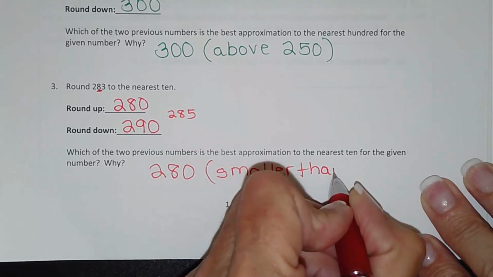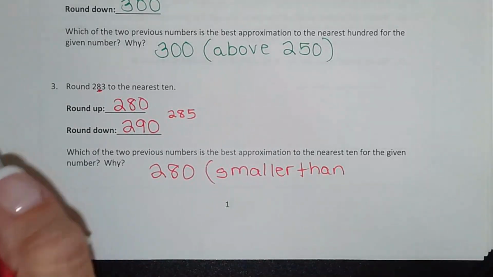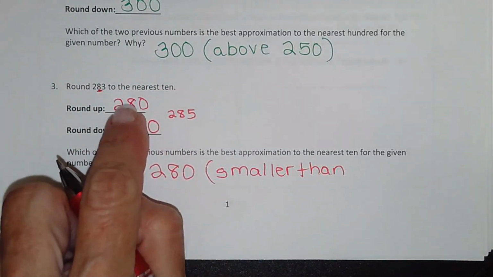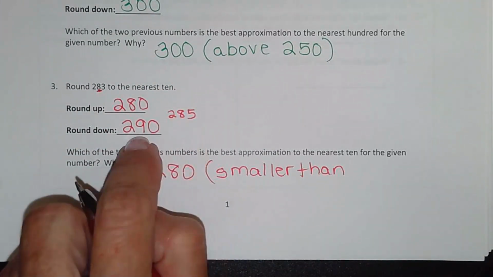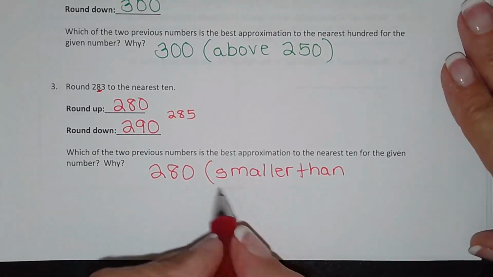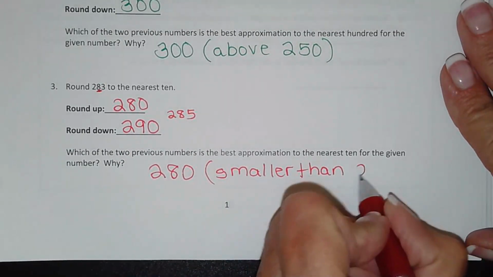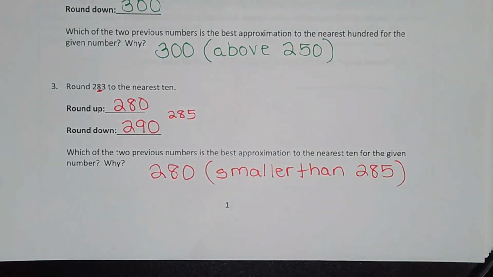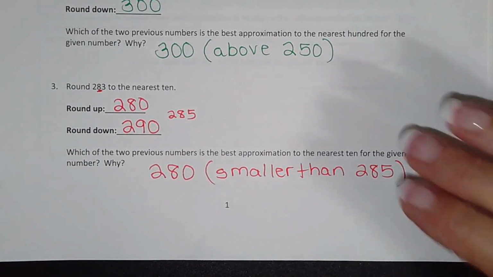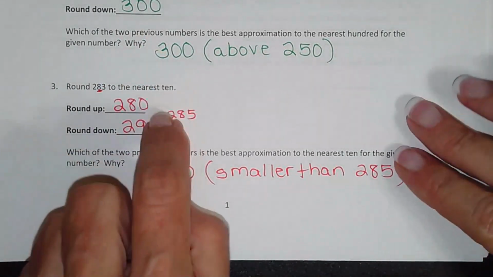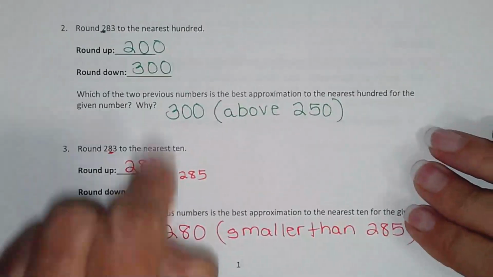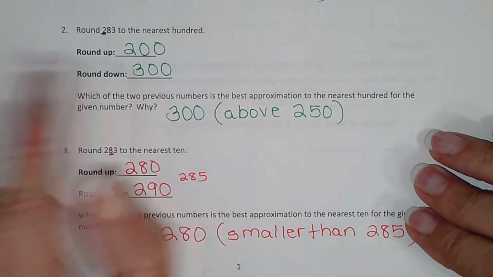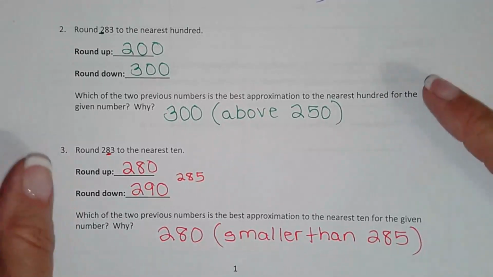So we find the number in the middle. If it's smaller than that, it goes down. If it's larger than that, it would go up. So it's smaller than 285, which is the middle number. So hopefully that's helping you with the whole rounding process. So you decide which two numbers it's in between, and then you pick the number it's closer to. And numbers in the tens always have 1 zero. Numbers in the hundreds always have 2 zeros for the answer, and so on.